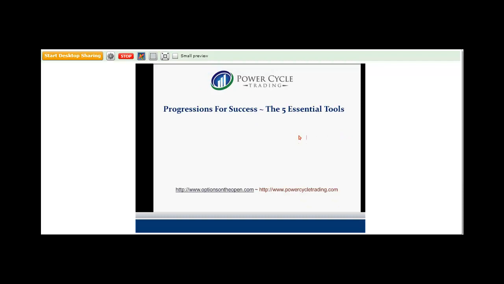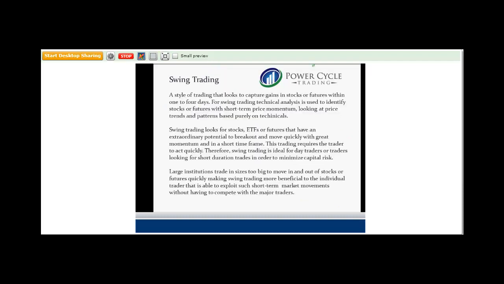The 5 essential tools, I'm going to go through those. And first off, though, what we do at Power Cycle Trading, we do a lot of day trading, and we also do some swing trading if we see some really good swing trades set up. Our biggest thing is probably day trading.